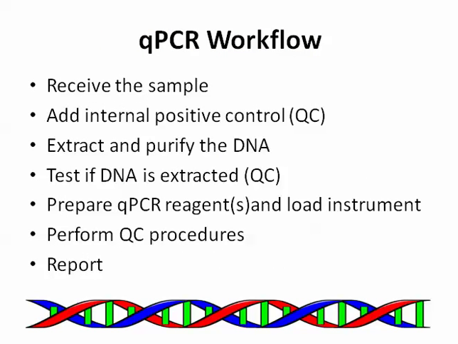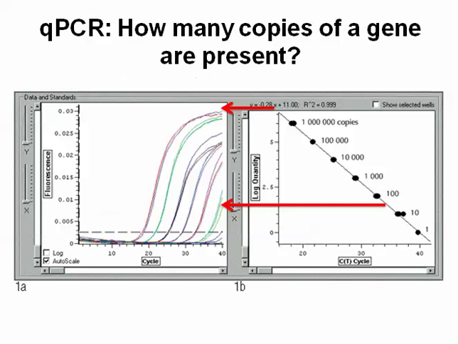Just some notes on qPCR workflow. The lab receives a sample, and there's some QC steps to do, and then the DNA is extracted and purified. Once that's done, there's another QC step. Then the samples are loaded onto the instrument and run. Once that's done, there's more QC checks, and if all that's okay, a report is then generated.